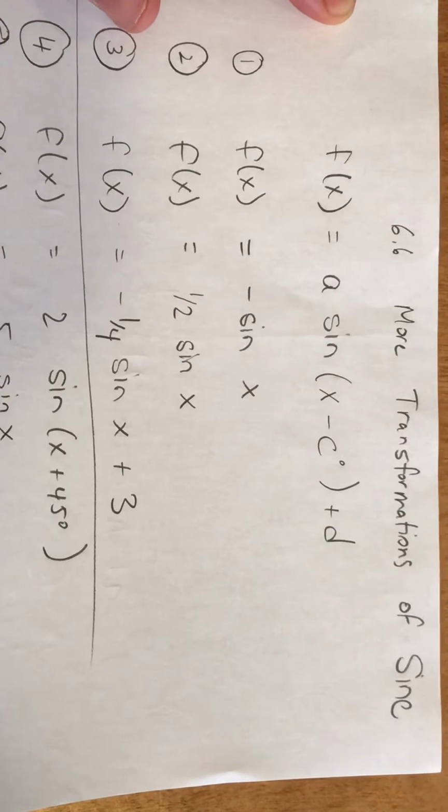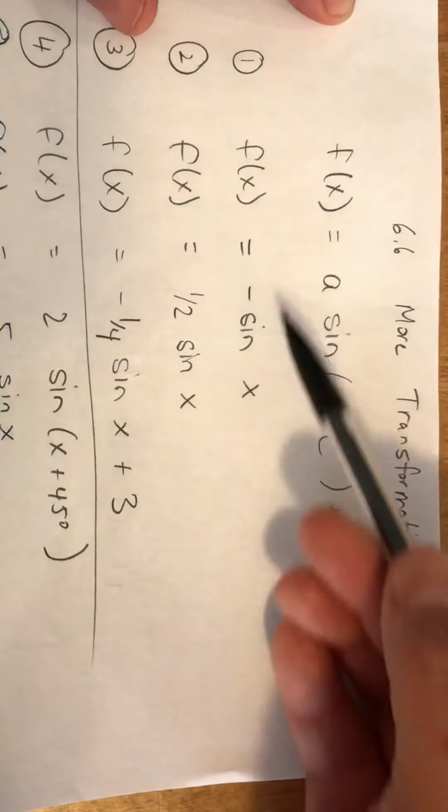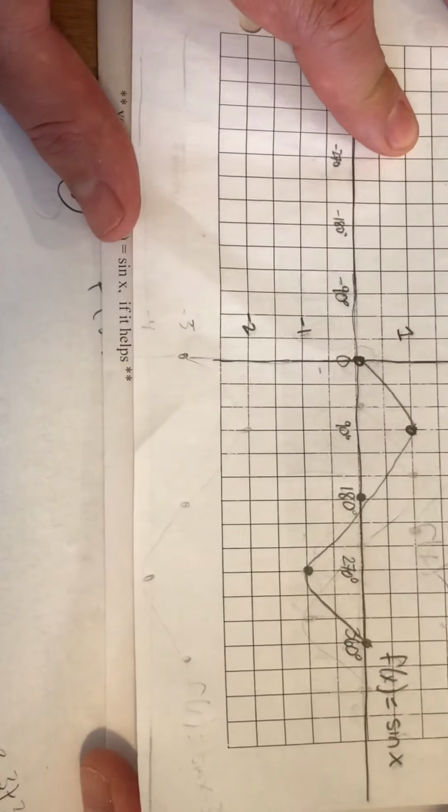So amplitude, you'll remember, is the distance from the axis to the peak, or the distance from the axis to the trough, the lowest point. So I'm going to show you how that's going to play out, okay? So first one we're going to look at is what happens if we have a negative in front of sine x. Okay, so always a good idea to draw your regular sine curve.